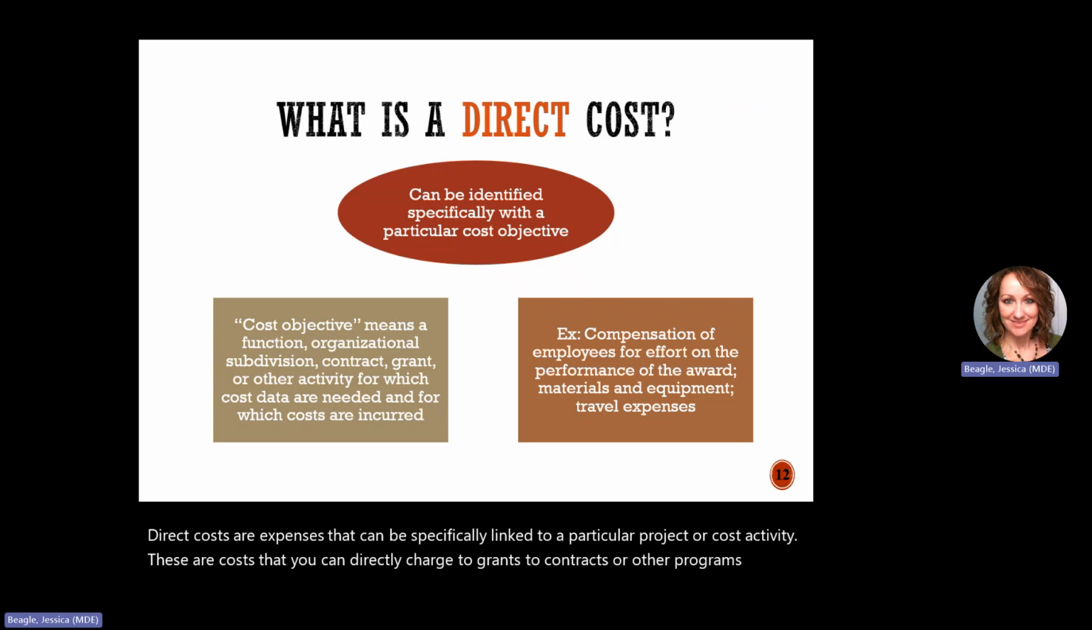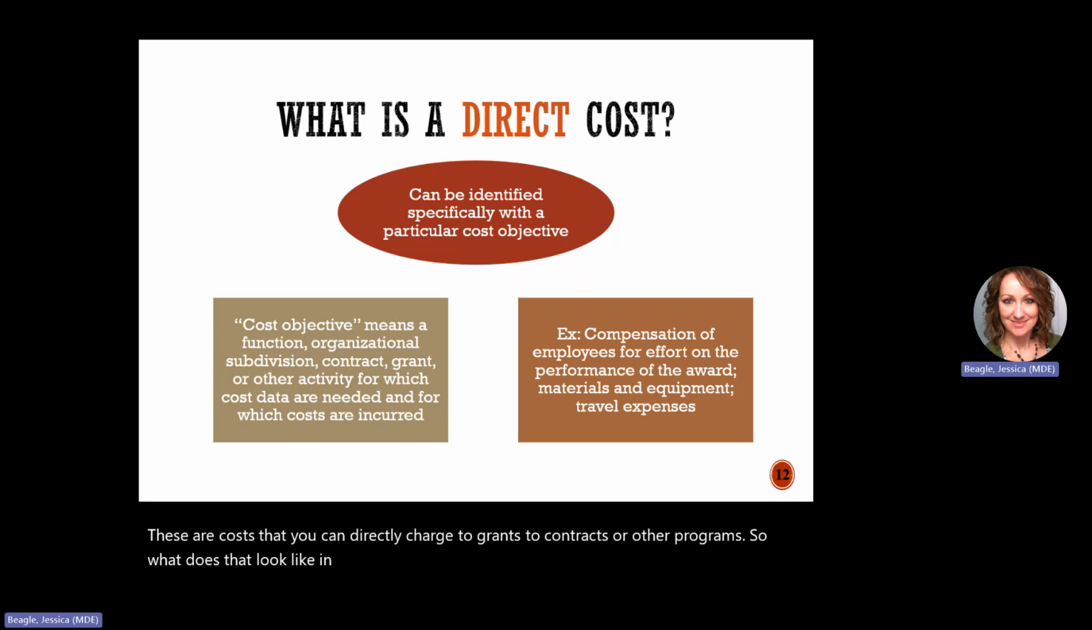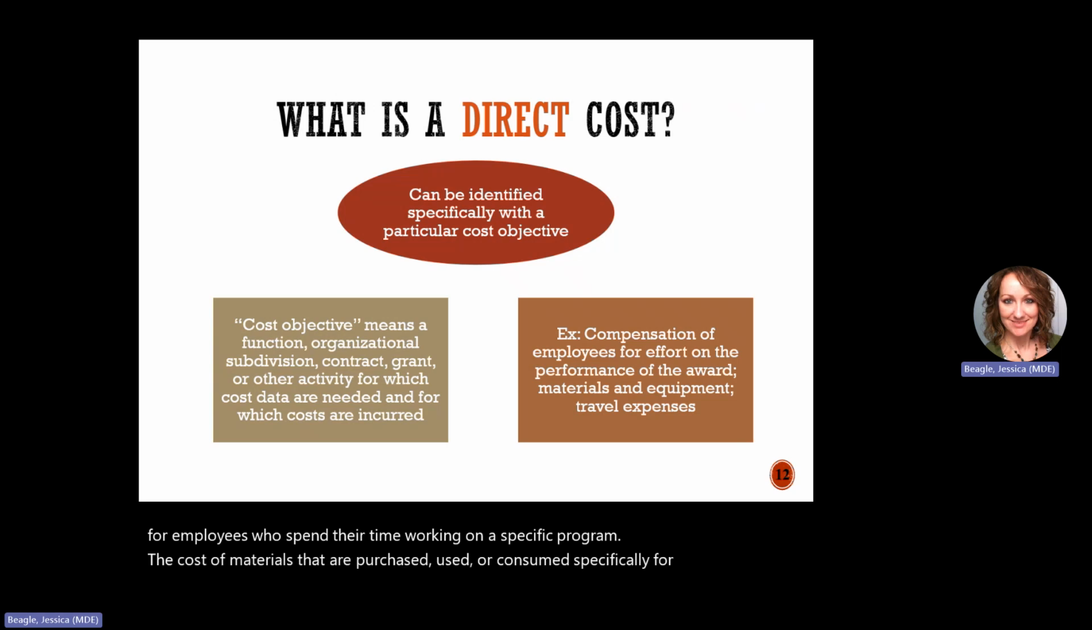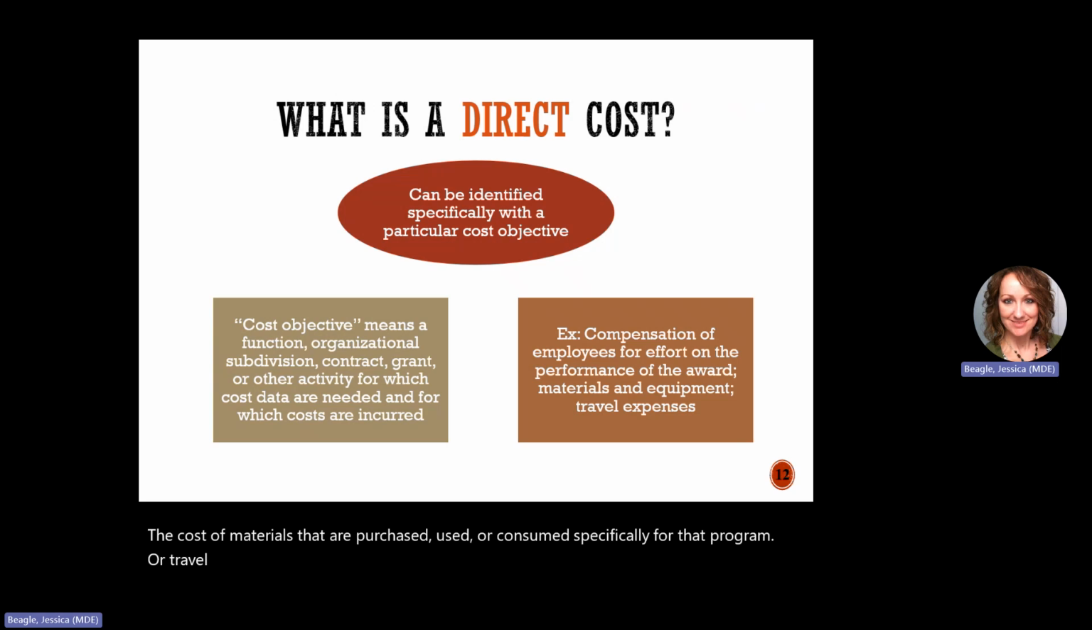So what does that look like in practice? Well, typical direct costs might include things like salaries for employees who spend their time working on a specific program, the cost of materials that are purchased, used, or consumed specifically for that program, or travel expenses that are necessary to carry out the work of that program. These are the kinds of costs that clearly and directly tie to the activities that they support.